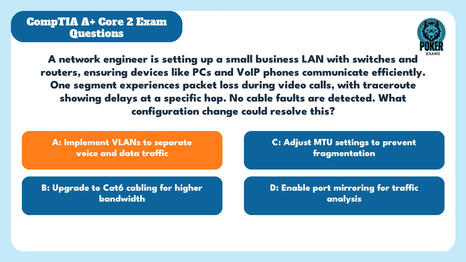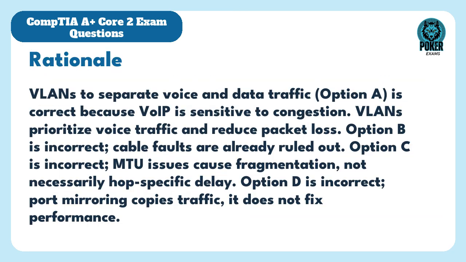The correct answer is A. Rationale. VLANs to separate voice and data traffic, option A, is correct because VoIP is sensitive to congestion. VLANs prioritize voice traffic and reduce packet loss.